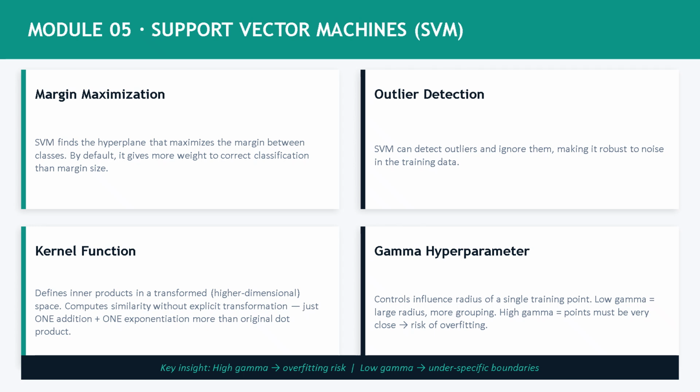Gamma controls the influence radius of each training point. Low gamma gives smoother, broader boundaries, and high gamma makes boundaries tighter, but risks overfitting. Getting gamma right is one of the main tuning challenges.